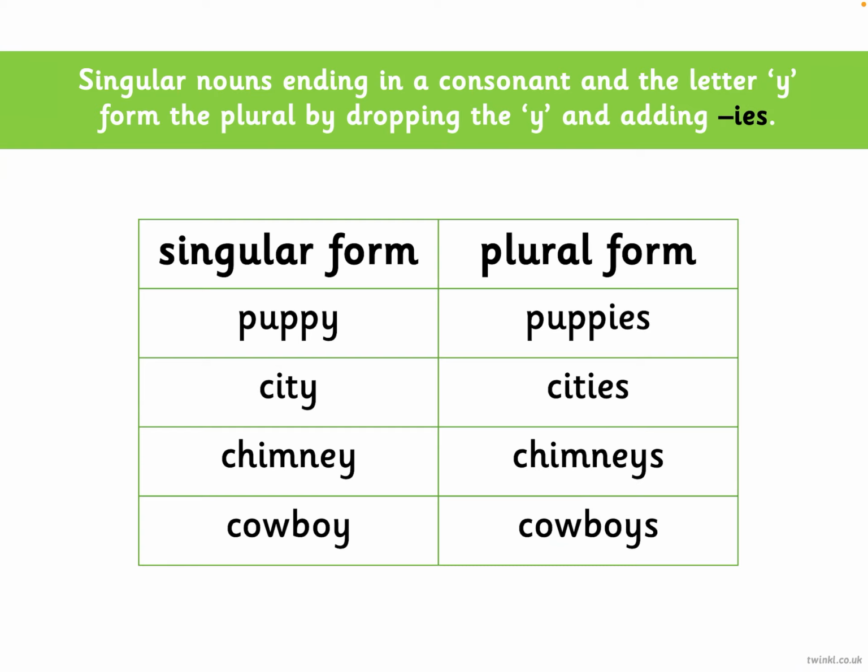So puppy, well, PY, P is a consonant, so we need to drop the Y and add IES. Same with city. T is a consonant, so we need to drop the Y and add IES. Chimney. E is a vowel, so we can just add an S. Cowboy. OY. O is a vowel, so we can just add S. Cowboys.